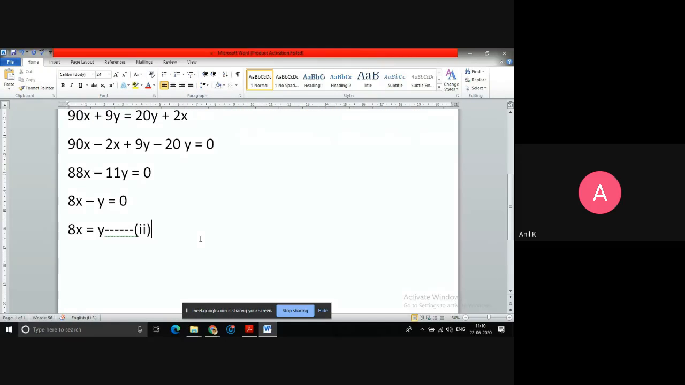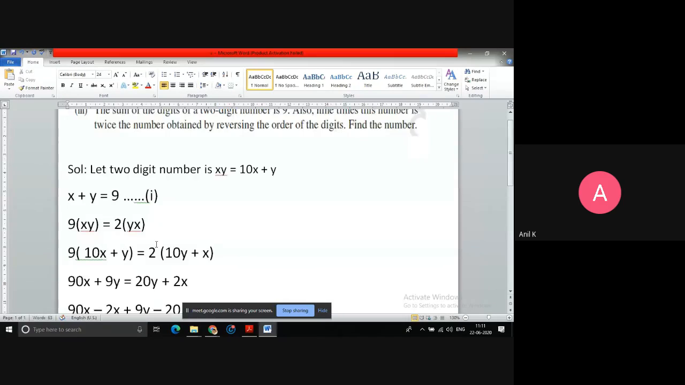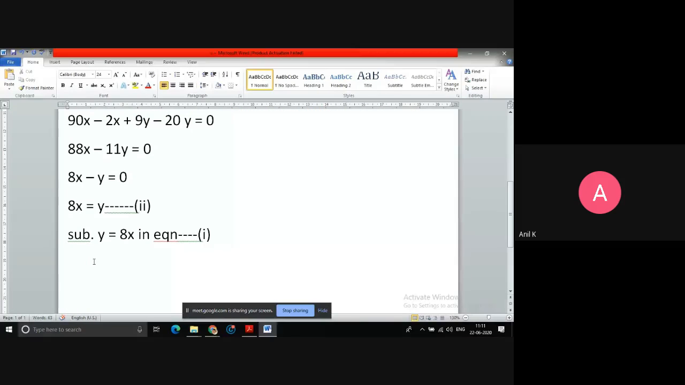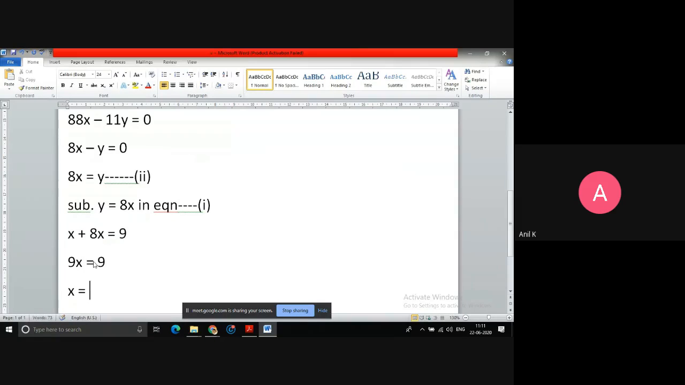So let me write the statement here. Substitute y equals 8x in equation 1. So equation number 1 is x plus y equals 9. X plus y, your y is 8x, equals 9. Then you'll get 9x equals 9. Therefore, x equals 1.